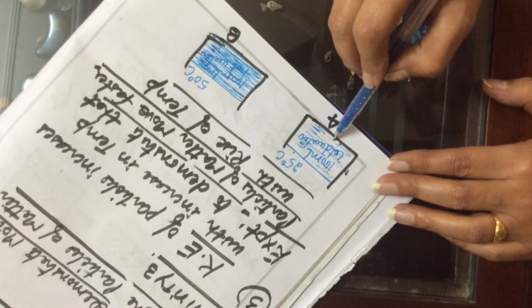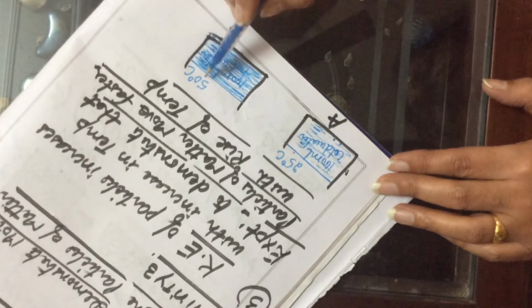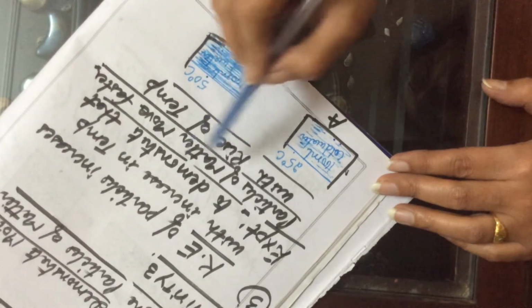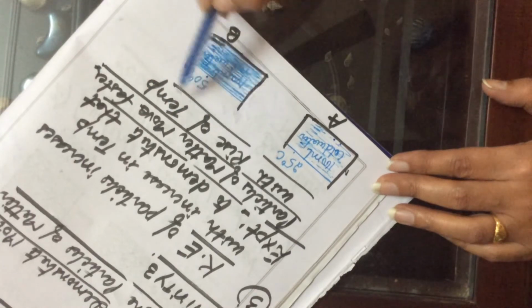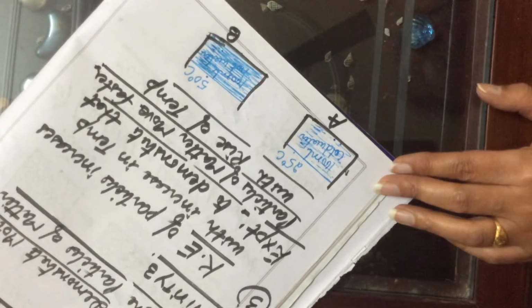Movement is slow because their kinetic energy is less. Here kinetic energy will be more because temperature is more. So this explains why particles of matter move faster with rise in temperature, because they will have more kinetic energy.